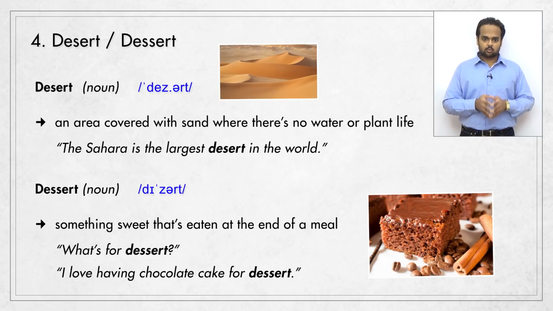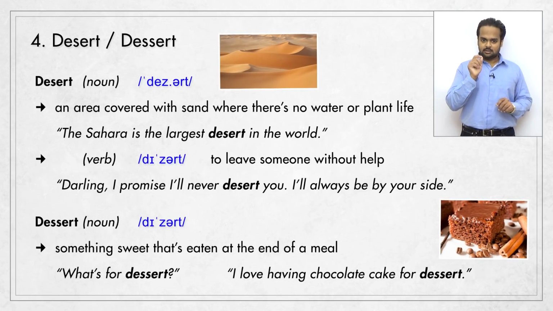Notice the way that we pronounce these words. Both of them have a z sound in the middle. The difference is in how we say the first vowel. Desert with an e sound and with the stress on the first syllable. Desert. Dessert with an e sound and with the stress on the second syllable. Dessert. It's really simple, but there's one little exception.